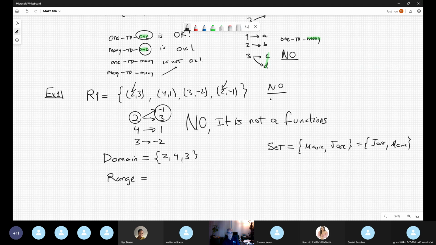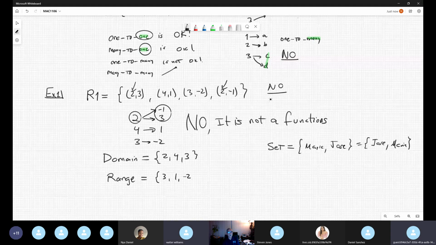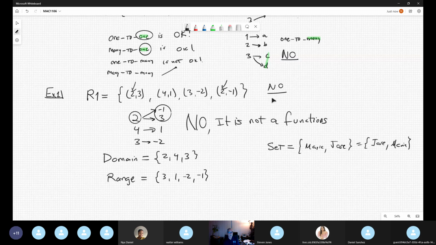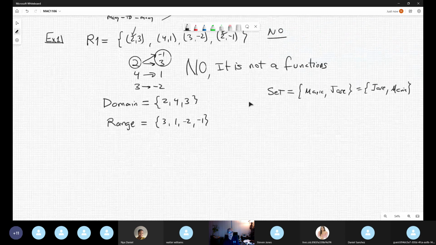And what about the range? 3, 1, -2, and -1. We have 4 elements in the range. We have 3 elements in the domain. Okay, one more example. I suppose that you feel strong with this idea.